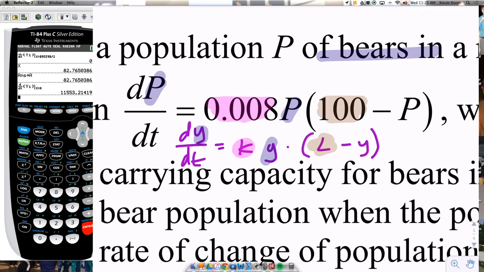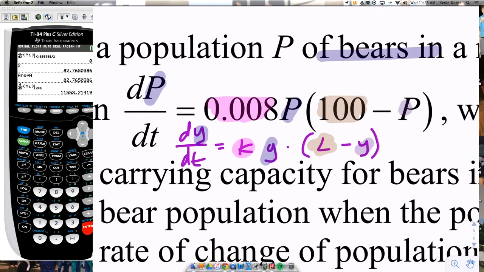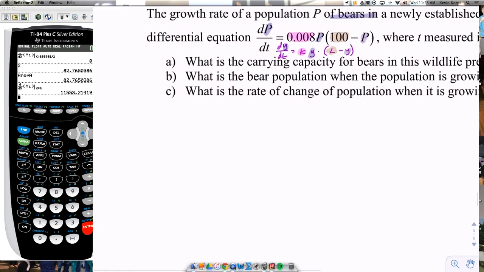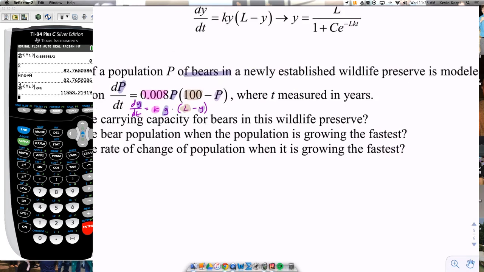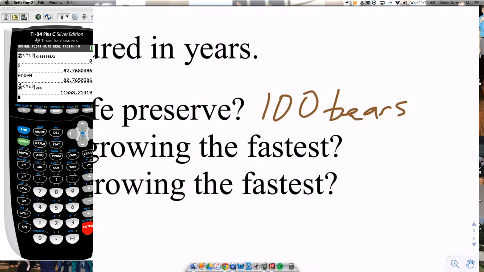So it does fit our model. Okay? So k is 0.008 and L is 100. All right. So let's look at the questions here. What is the carrying capacity for bears in this wildlife preserve? 100. 100 what? Bears. Always put units, no bears. Always put units on your final answer.